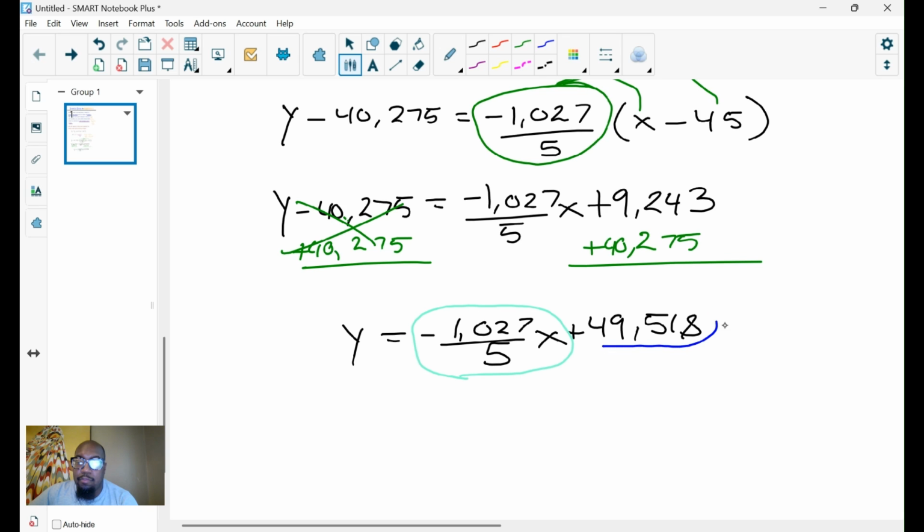So we started with 49,518 people outside the stadium when the doors open. And then it decreased 1,027 people every 5 minutes. Okay. And that's it.